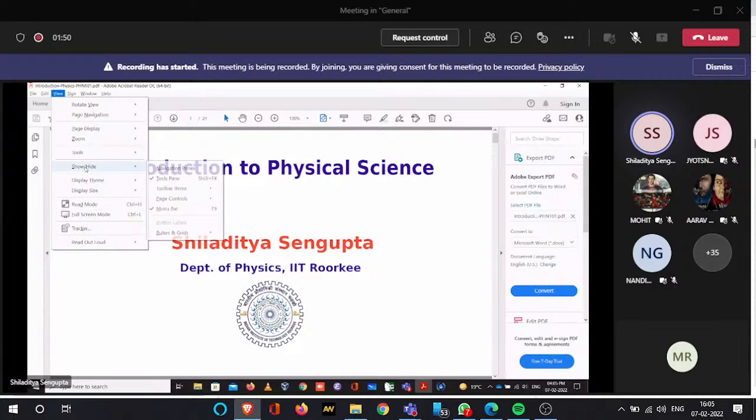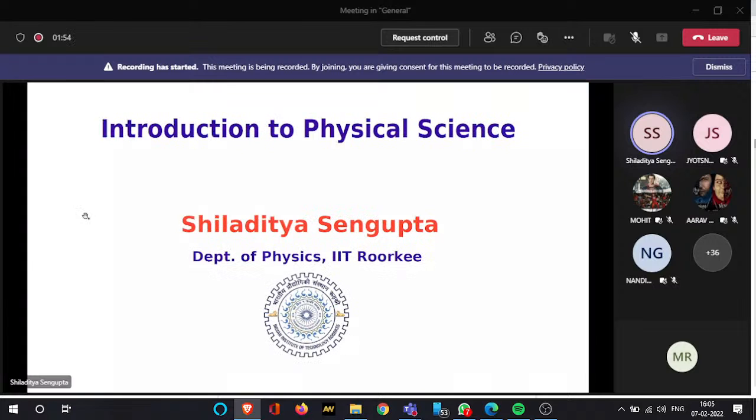Okay. So my name is Shilaritya Sengupta. I'm a faculty in the Department of Physics. I do research in condensed matter physics. So I'm going to talk about condensed matter physics and a little in particular about the area where I do research, the area I'm more familiar with, which is soft condensed matter physics. We are going to talk about it more.